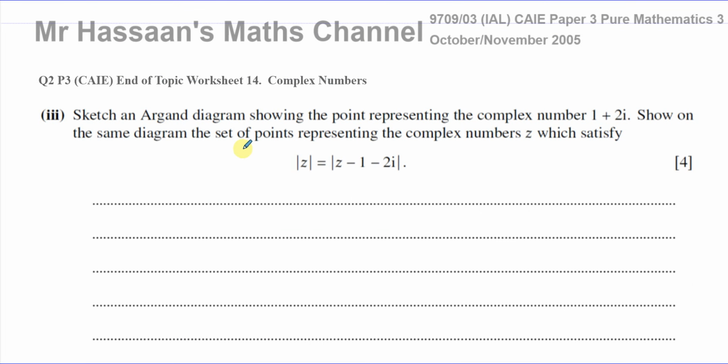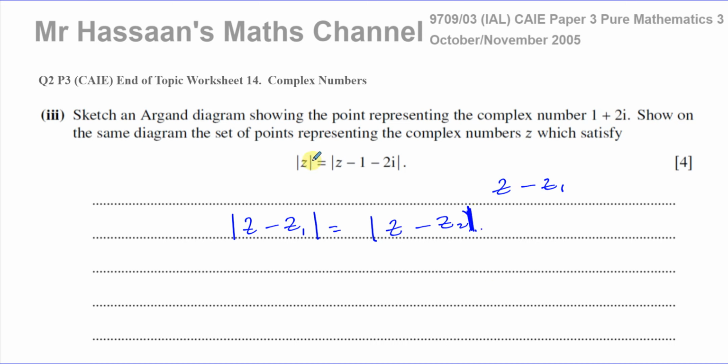It says sketch an Argand diagram showing the point representing the complex number 1 plus 2i. Then show on the same diagram the set of points representing the complex numbers z which satisfy this equation. So this is to do with loci. So basically you must express them in the form of the modulus of z minus z1 is equal to the modulus of z minus, let's call it z2. Okay, the modulus of z minus z2.